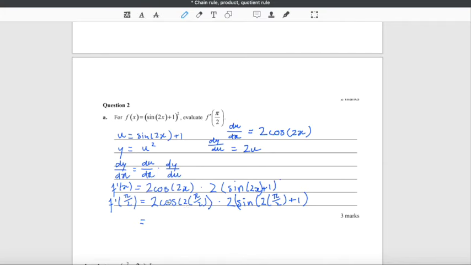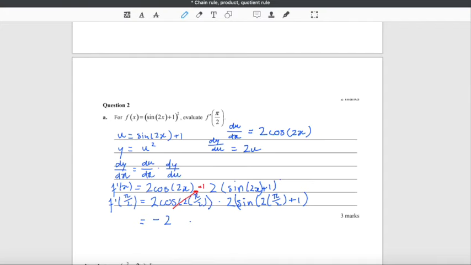2 times cos of 2 times pi on 2. Well, let's just focus on the inside bit here. So this 2 would just get multiplied in, so it would be 2 pi on 2, which would just be pi. So this part here can be helpful to do it like this, different pen. Cos of pi is -1. So this first part will be 2 times -1, which is -2.